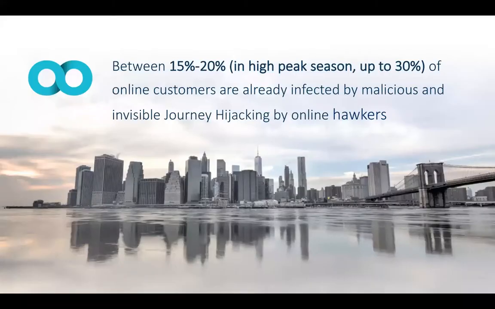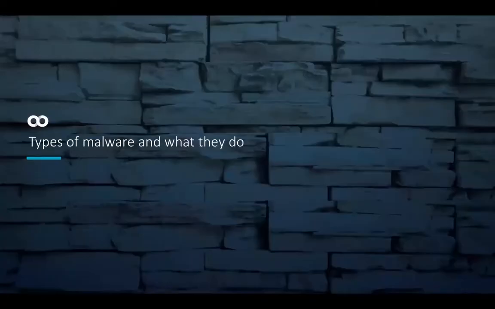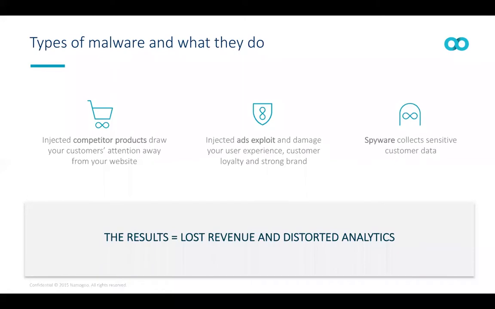The scale of the problem is between 15 to 20%, and in high peak season even up to 30%, of online customers who are already infected by malicious and invisible journey hijacking done by online hijackers. A few examples of online hijacking. We categorize online hijacking into three main categories.